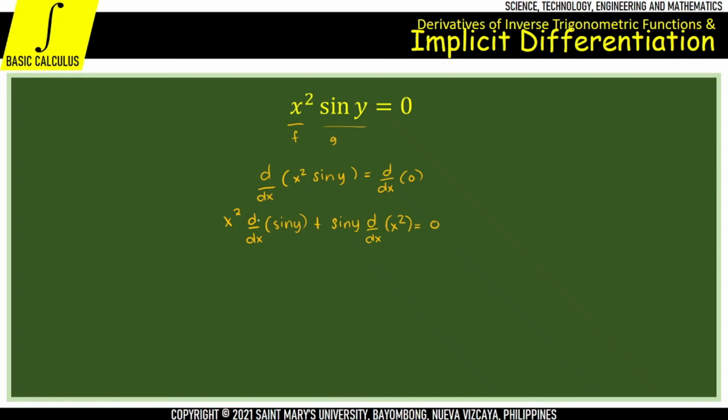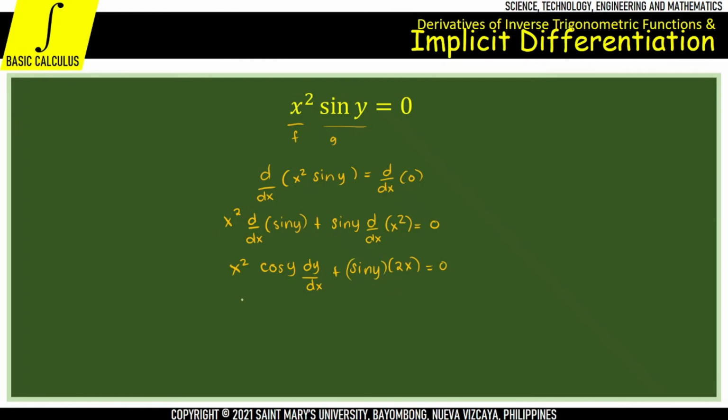Next, evaluate then the derivative of sine y. So we copy x squared. Derivative of sine y is equal to cosine of y, again, cosine of y dy/dx. Nag-differentiate po tayo ng terms with variable y, kaya meron tayong dy/dx. Plus, we have sine y times the derivative of x squared, which is 2x, is equal to 0. Yung 2x po nakamultiply sa buong function ng sine y.